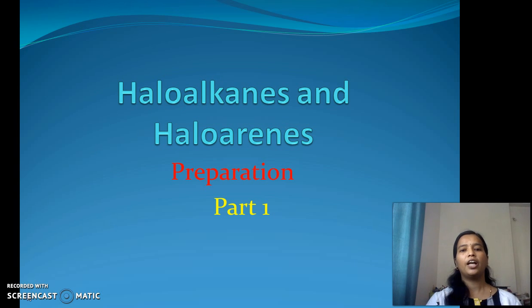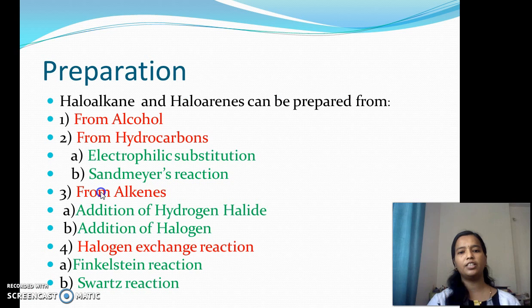And we know there are different methods of preparation of haloalkanes and haloarenes. They can be prepared from alcohol or from hydrocarbons. If it is from hydrocarbon, it can be done by electrophilic substitution or by Sandmeyer's reaction. It can also be prepared from alkenes by addition of hydrogen halide or addition of halogen. It can also be prepared by halogen exchange reaction, which includes Finkelstein reaction and Swarts reaction.